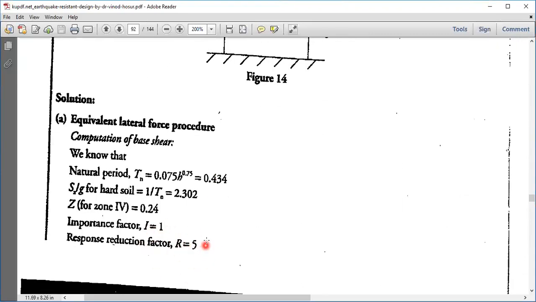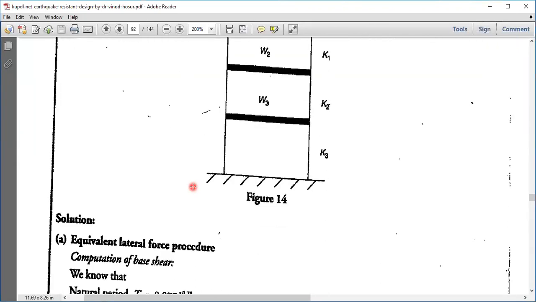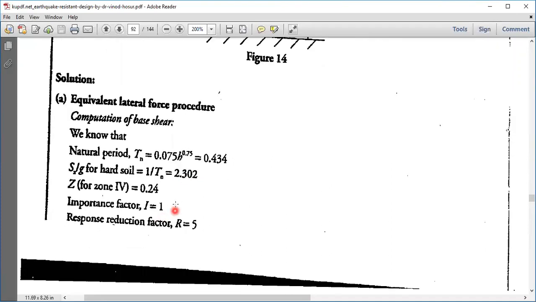Response reduction factor: in the question it is already told it is a special moment resisting frame, and we know that for a special moment resisting frame the value is going to be 5 from table number 9, page 20. So you can go through the code book.